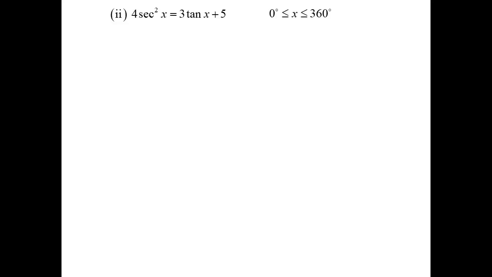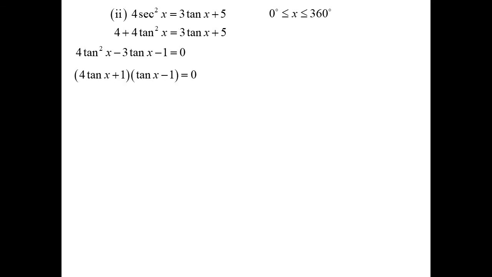4 sec squared is equal to 3 tan. All right, well, it makes more sense to write everything in terms of tan, doesn't it? Change the sec squared. Sec squared is 1 plus tan squared. We end up with a quadratic equation, but the pronumeral, if you like, is tan x. So this one factorises, that was nice. So tan x is minus 1/4 or equal to 1.